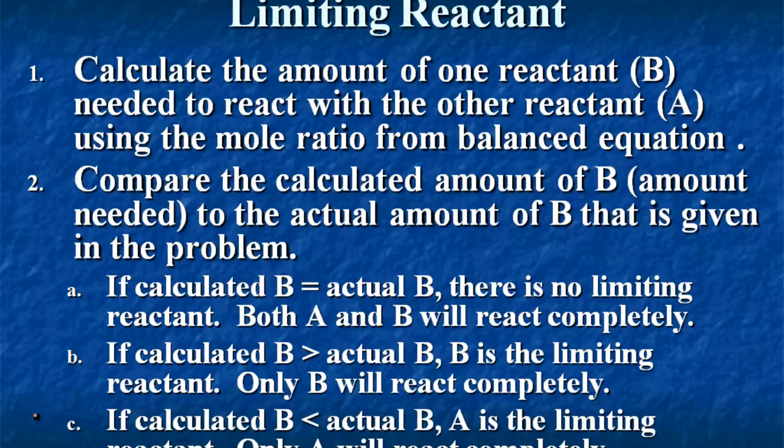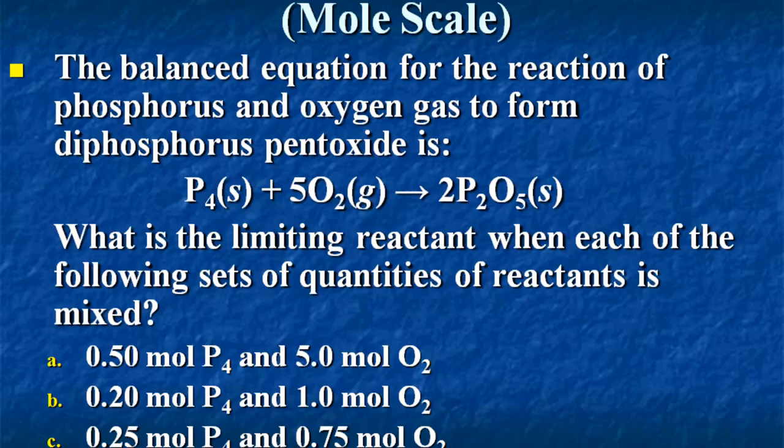If the calculated amount is greater than the actual amount, then B is the limiting reactant. B will react completely. If calculated B is less than the actual B, then the other reactant, or A, is the limiting reactant. Only A will react completely. Let me pick up an example and let's work through this. Then it will become clear to you guys.